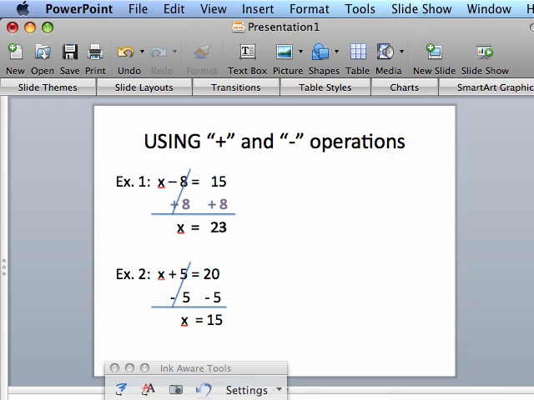So x equals 15. And a great way to check your answer is you find the variable. Here in this case we got x equals 15. You substitute it back into the equation, so 15 plus 5 in fact does equal 20.